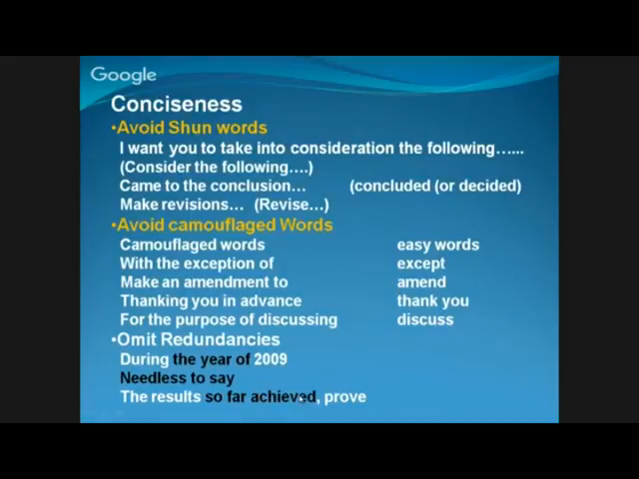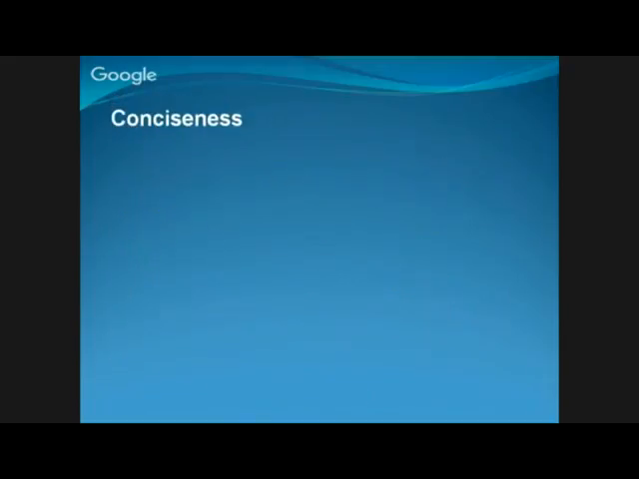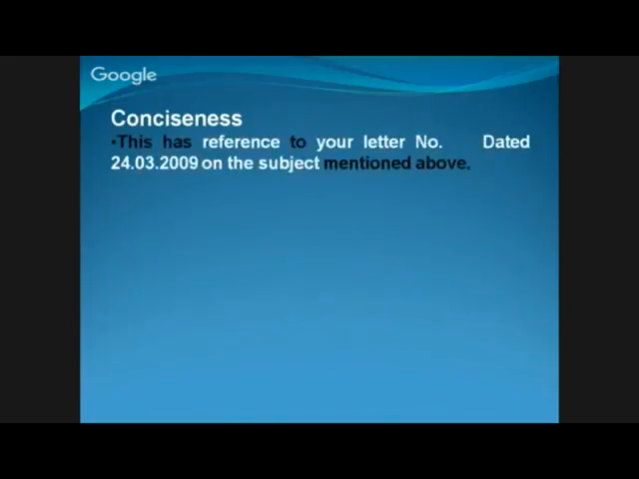Another is the results so far achieved. Result to achieve ho chuke hote hai, tabhi aap kehte ho na. So the results prove. Okay, so you need not write so far achieved. Bahut baar hum letters likhte hain. Generally we are in the habit of writing dear sir likh diya, fir likhte hain this has reference to your letter number so and so dated so and so on the subject cited above or mentioned above.